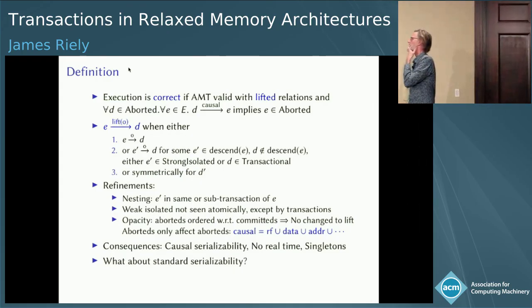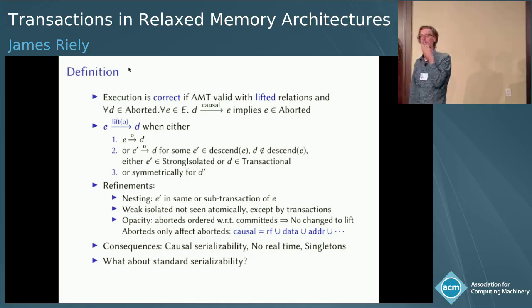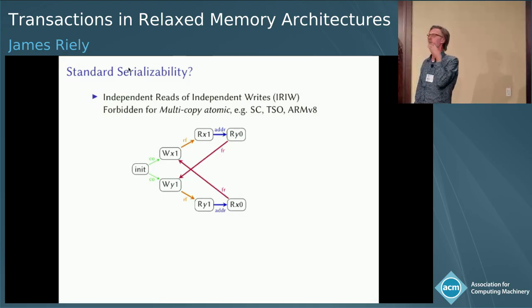And then the consequences, as I said before, from this definition, you get causal serializability, there's no real-time order, all this goodness and wonderfulness, okay? All right, so what about standard serializability? This doesn't give you standard serializability, and I'd like to show you a standard example to demonstrate that. This is the well-known IRIW example.